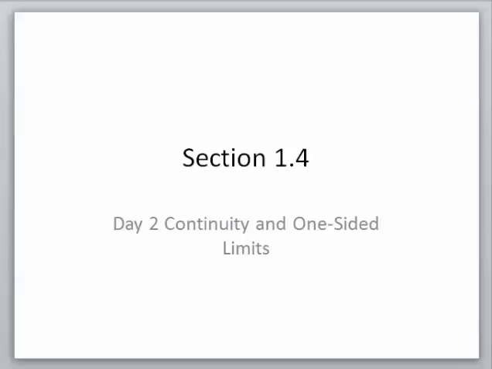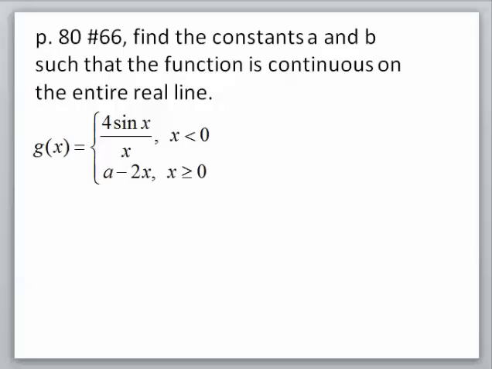We're going to continue talking about continuity and one-sided limits. First problem we're going to look at says find the constants, in this case just a, such that the function is continuous on the entire real line.